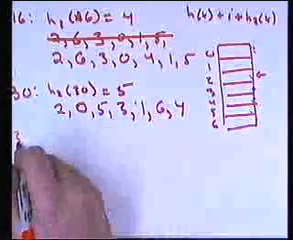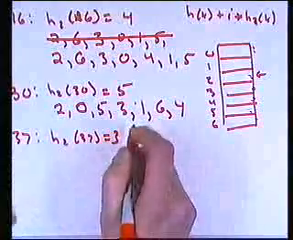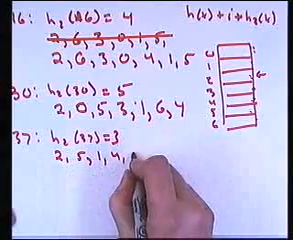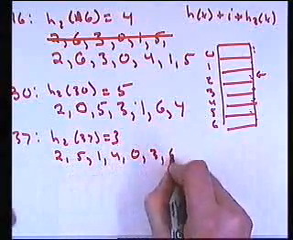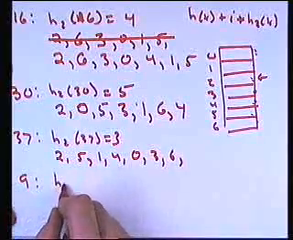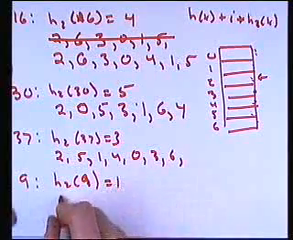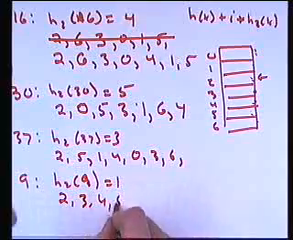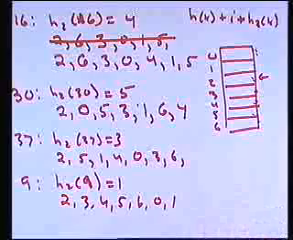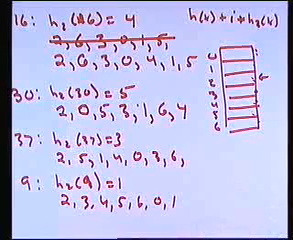And so then, likewise, when we do 37, H2 of 37 happened to be 3. So we end up with 2, 5, 6, 0, 1, 2, 3, 4, 5, 6, 0, 1, 2, 3, 4, 5, 6. That would be the probing sequence for 37. And for 9, where H2 of 9 was equal to 1, we had 2, 3, 4, 5, 6, 0, and 1. So we start at the same location for all 4 of those. We end up with different probing sequences.